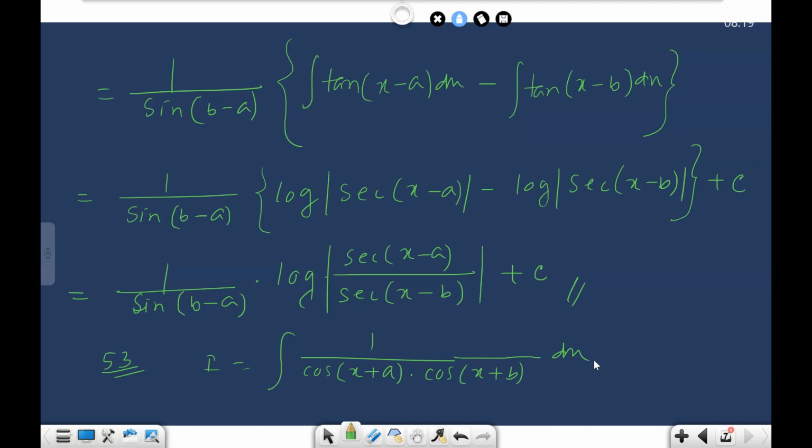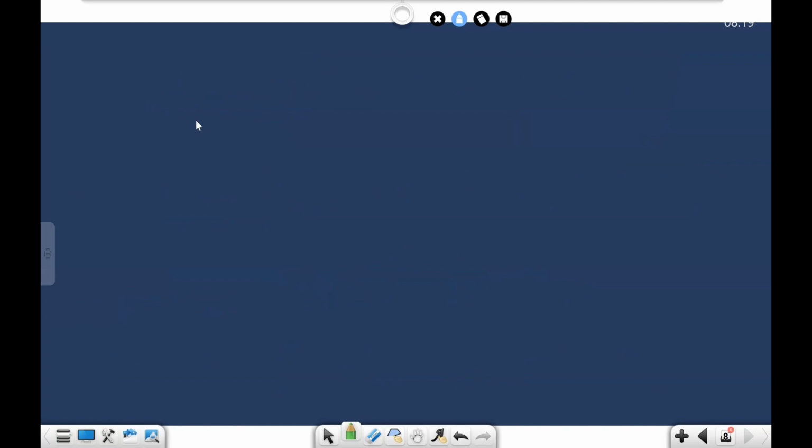So now I am taking the problem number 52. The problem number 52 is given as I is equal to integration of sin x divided by 1 plus sine x dx. So this is your problem. The problem is done in a very simple way.